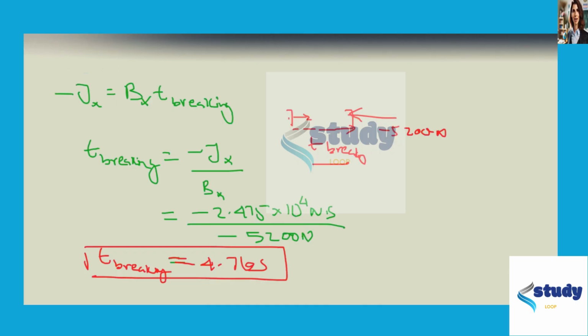We use the impulse, but the impulse is negative because now you're braking, and the impulse is in the opposite direction. So that's why it's negative Jx, and we use that. The braking force is also negative by itself. It's given as negative 5,200. We end up getting 4.76 seconds.